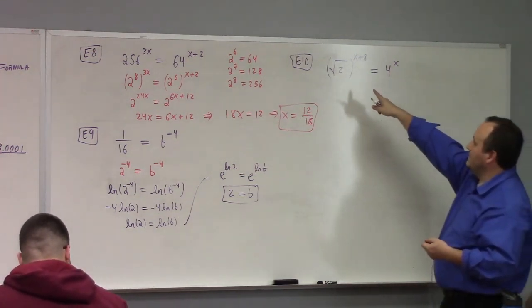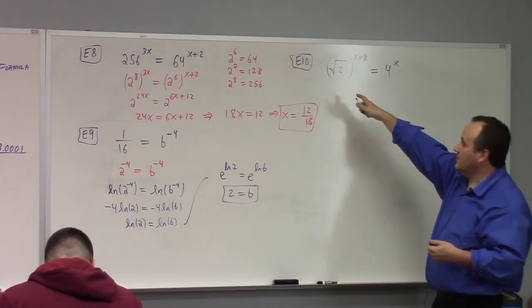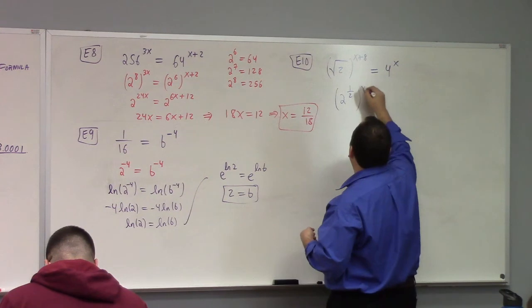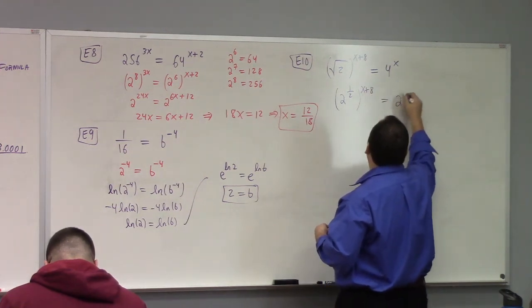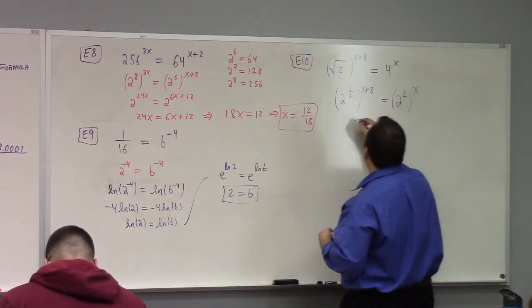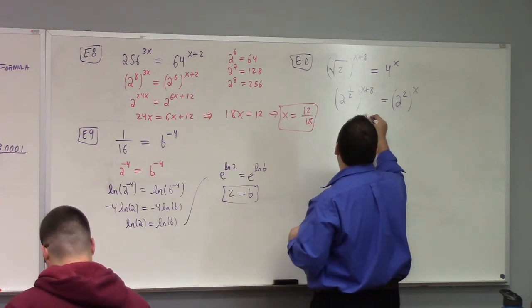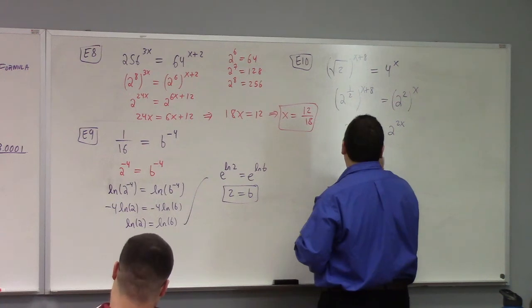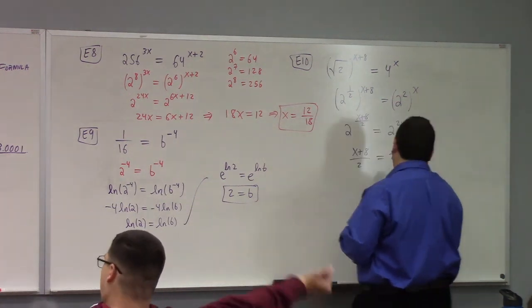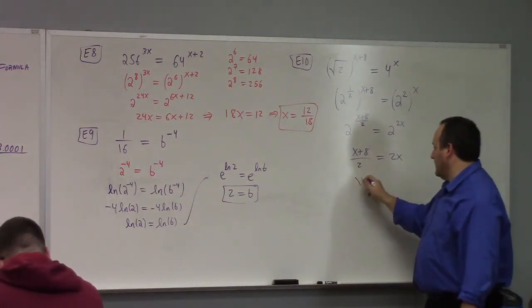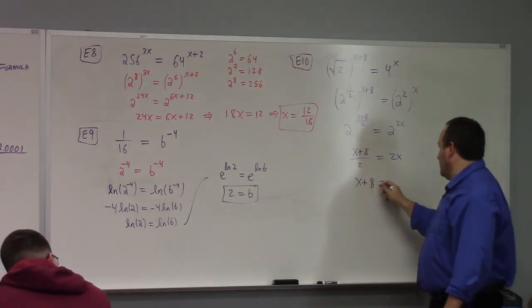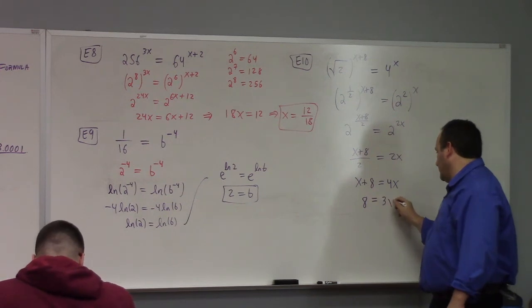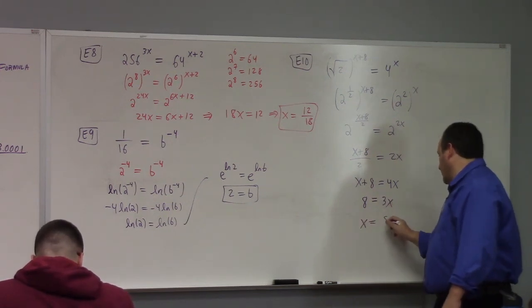This one here looks like base 2 is our friend, yeah? So this is 2 to the 1/2 to the x plus 8, equals 2 to the 2 to the x, which gives me 2 to the x plus 8 over 2 equals 2 to the 2x, which gives me x plus 8 over 2 equals 2x. Multiply by 2, I got x plus 8 equals 4x. I'm doing your homework for you guys, so do pay attention. 8 is equal to 3x. x is equal to 8/3 apparently.